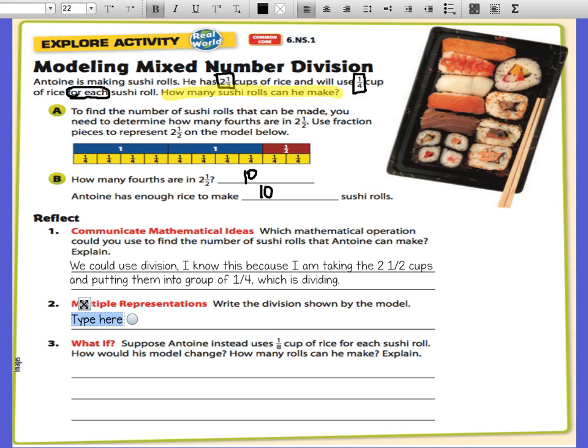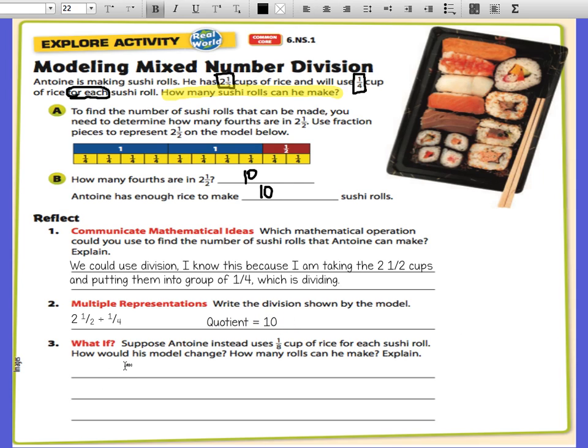So mathematically, what she's doing here, and that's the next problem, is what is the expression shown. This would be 2 and 1/2 divided by 1/4. All right, so that's the division shown by the model: 2.5 divided by 1/4 with a quotient of 10.